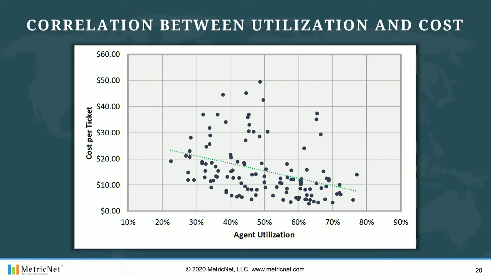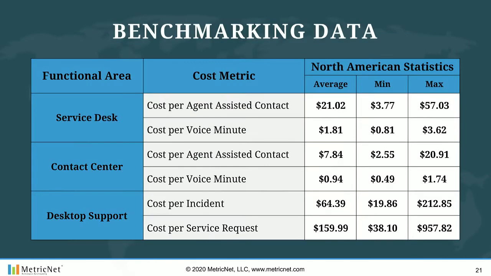There's a correlation between utilization, x-axis, and cost per ticket. No surprise here. As the utilization increases, the cost tends to go down. The lines that go through here represent regression lines. These are linear regressions that we're showing here, and it clearly demonstrates that as you get to a higher utilization, you get to a lower cost per ticket.